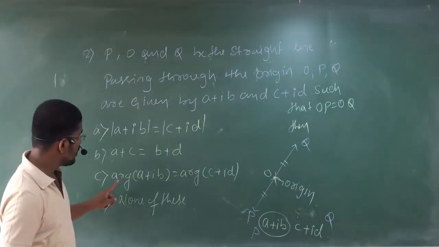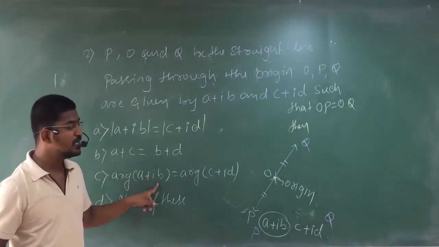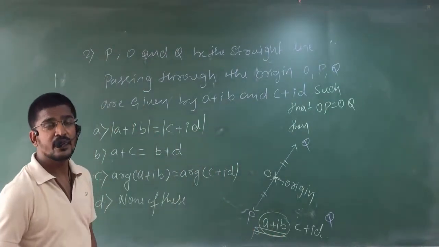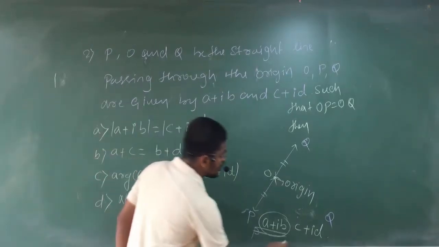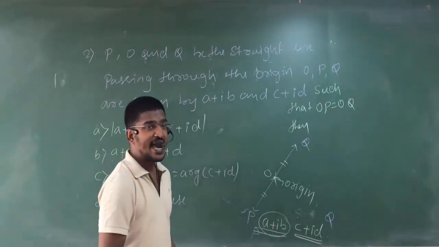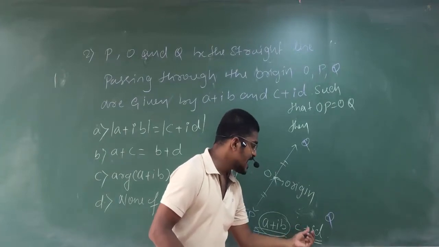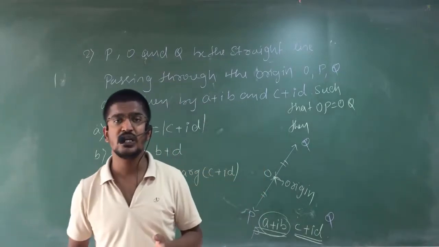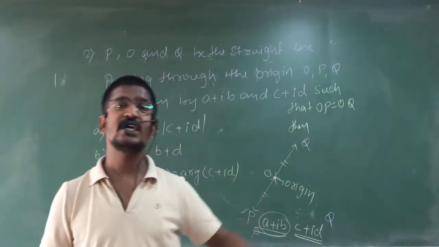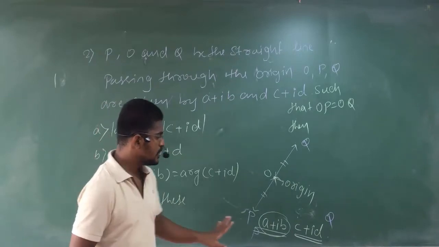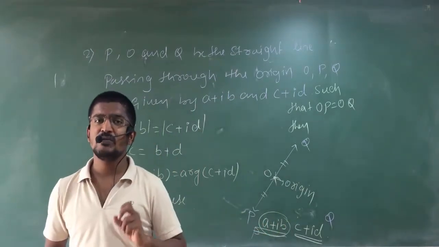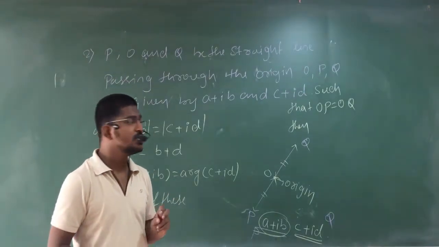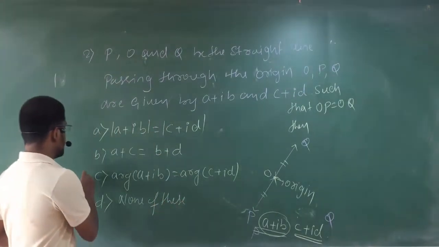See what they have given, argument of A plus IB. That means the argument made by this particular complex number they are asking. Are you getting my point? Again, argument of C plus ID. This is the angle of C plus ID, which is the argument of Q. If the line segment OQ angle is the same, but the angle made by A plus IB is not the same, are you getting my point, students? So for that reason, this will not be your answer.